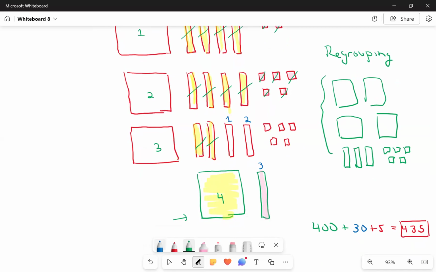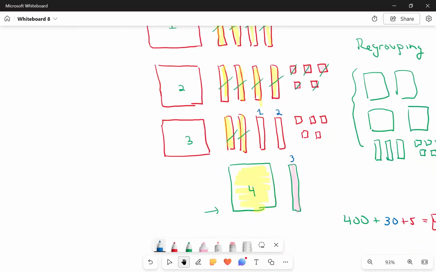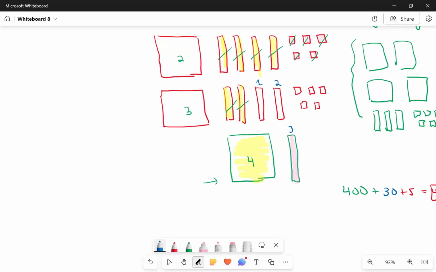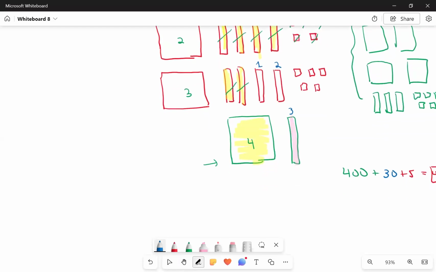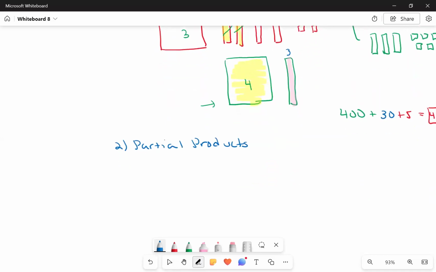The other method, other than repeated addition, is using the idea called partial products. Partial products builds on the thought that sometimes the multiplication is easier if we think of them as smaller multiplications. Let me give an example. Let's say I wanted to multiply 18 times 23.